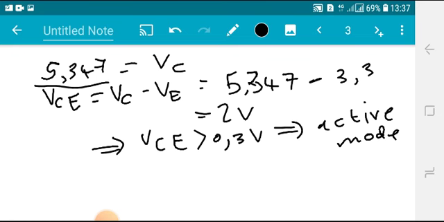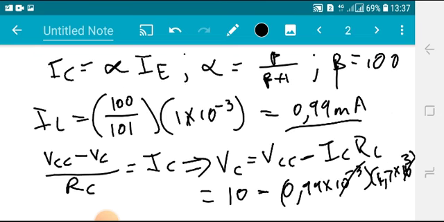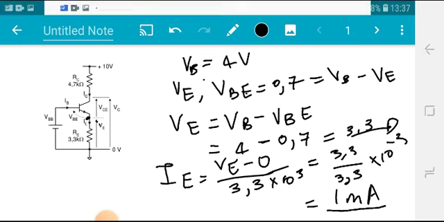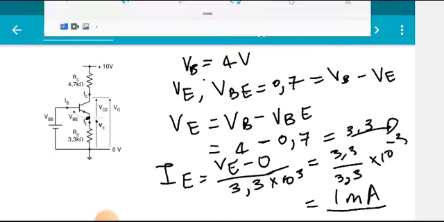VC is 5.347 volts. Our collector current is 0.99 milliamps. Our emitter current is 1 milliamp, and our emitter voltage is this. I think this should be good enough. That should be sufficient to demonstrate the very basics.